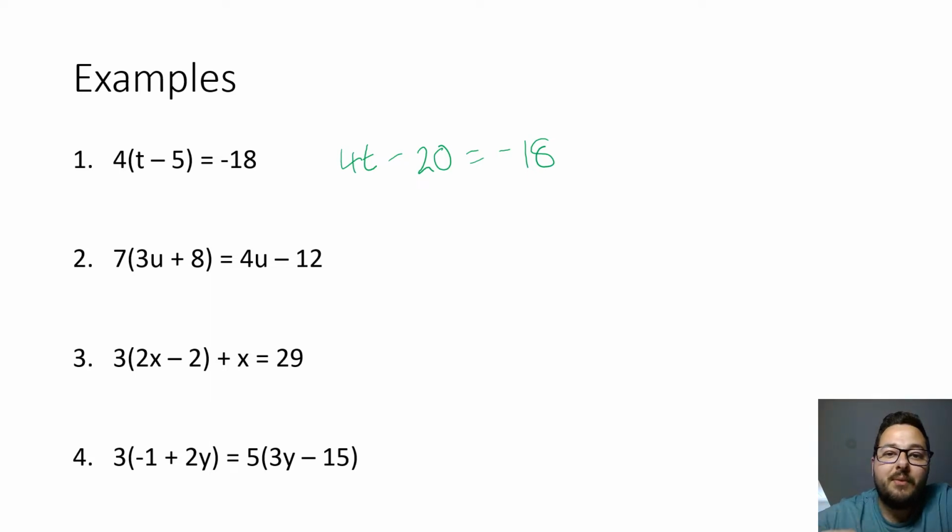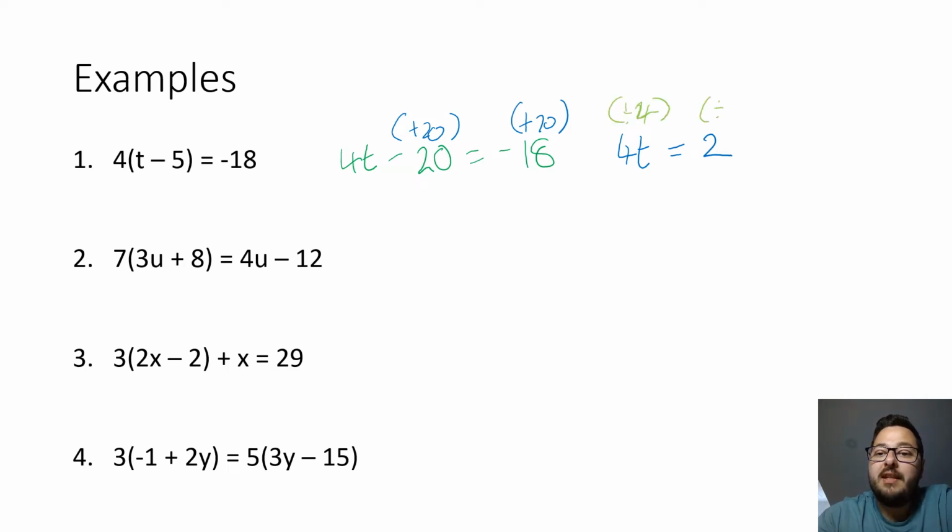So the first thing we want to do is add 20 to both sides, and we're going to end up with 4t equals minus 18 plus 20 is 2. And then we just want to divide by 4 on both sides, and you're going to end up with t is 2 over 4, which is the same as a half. And that's our answer.